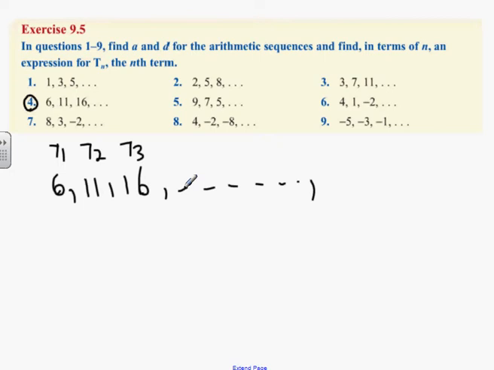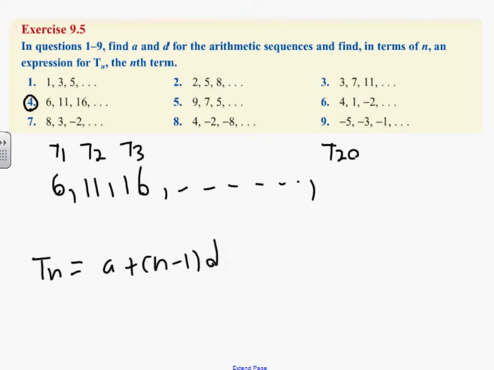Now, what I could ask is the following. What happens if I want to figure out what T20 is? Do I have to count it all the way down? That'll take a lot of time, won't it, to constantly keep counting over and over again? So here's what you can do. You make a formula. This formula is called Tn equals A plus n minus 1 times D.